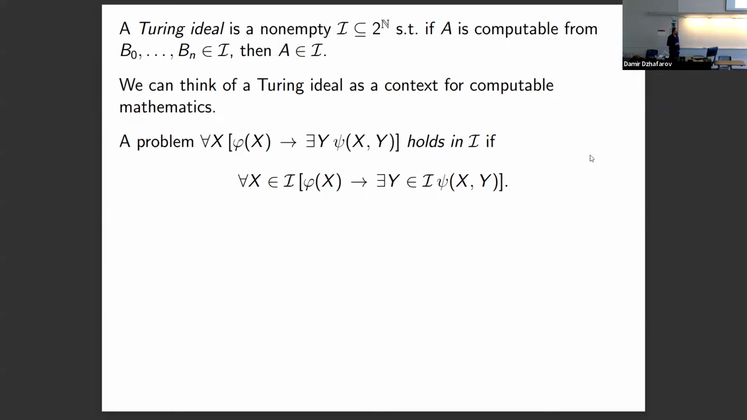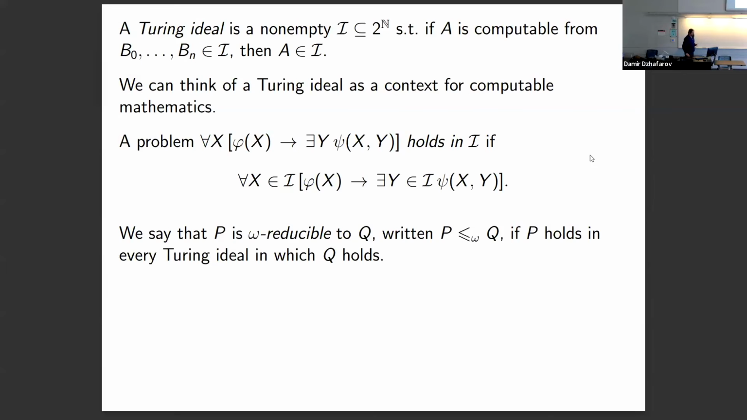So this makes sense. And then, of course, we want to say that P is reducible in the sense that we're going to call omega reducible, for reasons that become clear in a second. We say that P is omega reducible to Q if P holds in every Turing ideal in which Q holds. Right? So in every context for computable mathematics in which we can solve Q, we can also solve P. And because this is a whole context where we can do repeated computable operations and still remain inside the ideal, this is a notion of P reducing to Q where we in some sense get to use Q multiple times. And as I said, it's been around for a while.